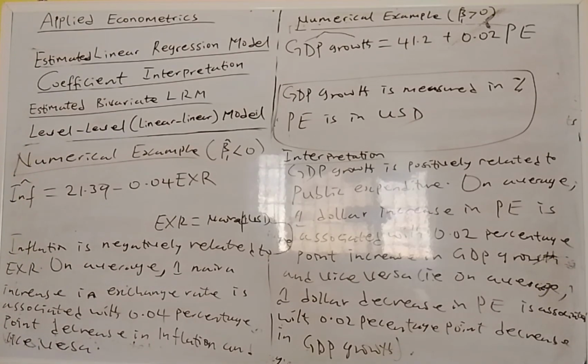This is how to interpret a level, also known as linear model. We've talked about different cases of this level model. This is how to interpret. So I want to believe by now you'll be able to interpret the level model correctly for all these three cases.